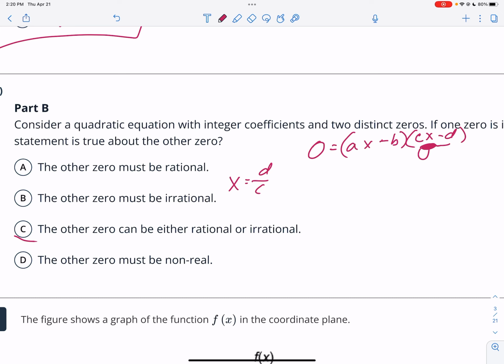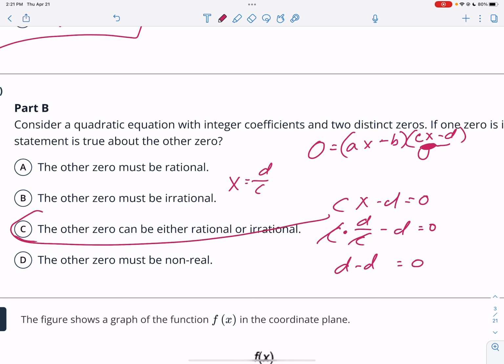So if this were true, this is an irrational number. If you were to plug it in to cx minus d equals 0, c times d over c, c would cancel, you get d minus d. It doesn't matter if the first thing is irrational, because the second thing is the exact same number right there. As long as d is the same thing right there, it would equal 0.